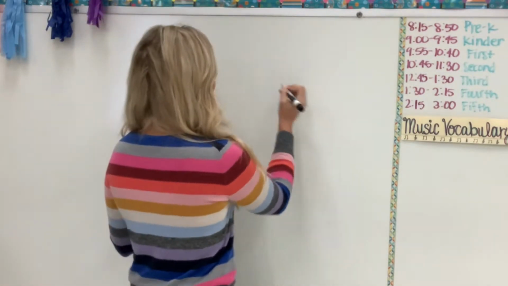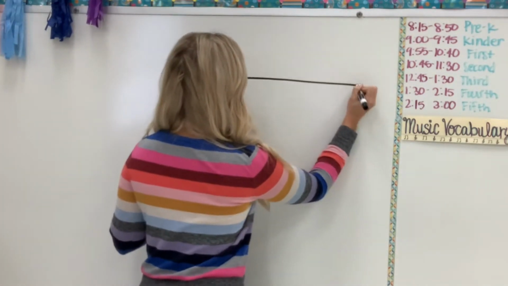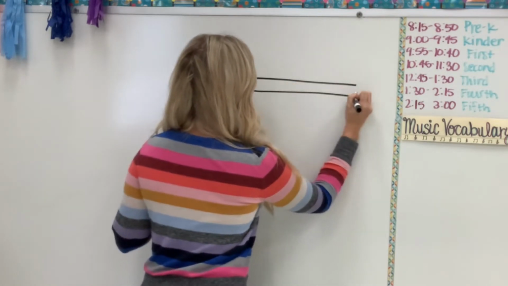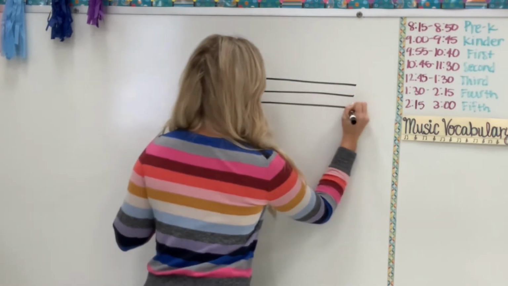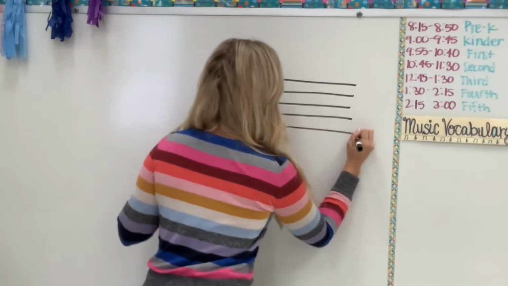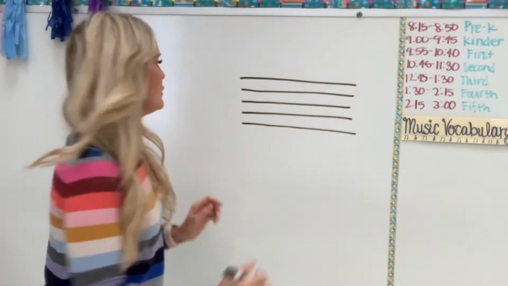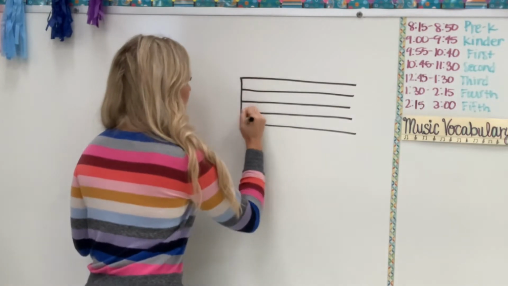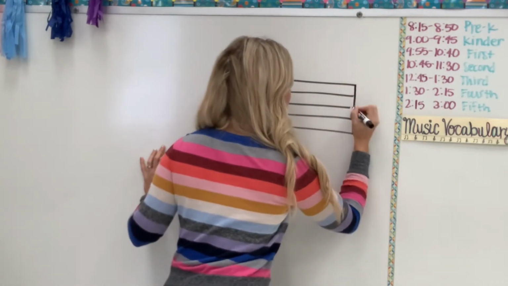5 lines, okay? So that's what we're going to do now. So go ahead and draw yourself 5 lines. 1, 2, 3, 4, 5. Now what I want you to do is I want you to close it off on both sides.